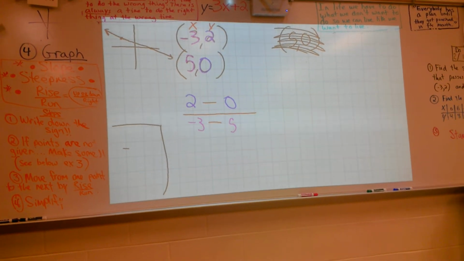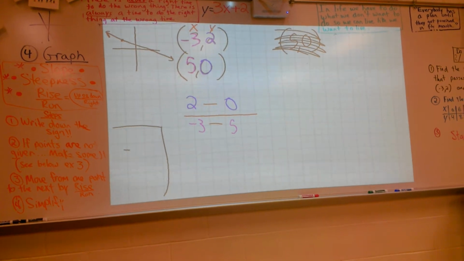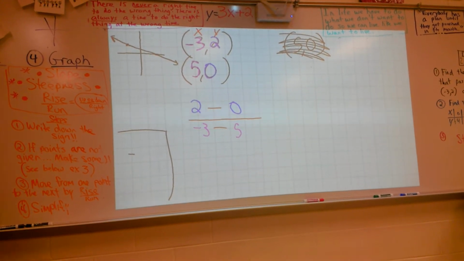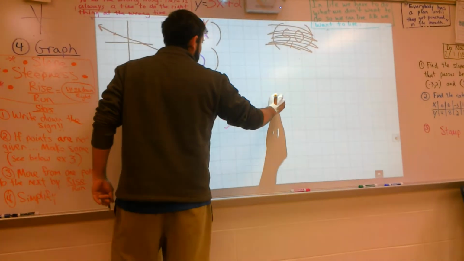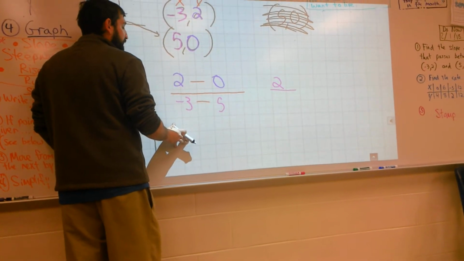Guys, that is just a calculator question right there. All right, and I'm telling you, you could use your calculator or your device. 2 minus 0, just 2. Hopefully you don't need a calculator for that. And then -3 minus 5, it ain't 2, it ain't -2.